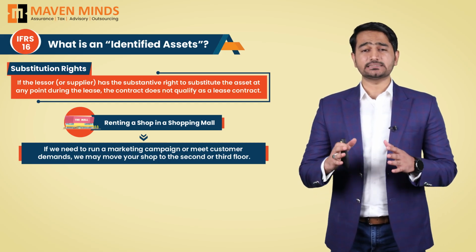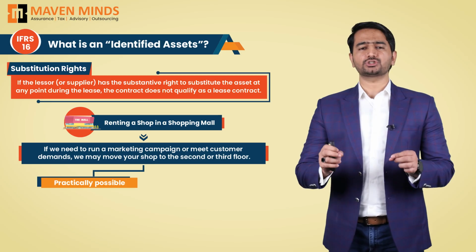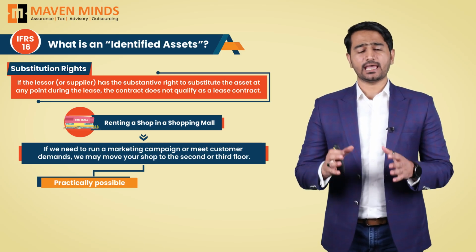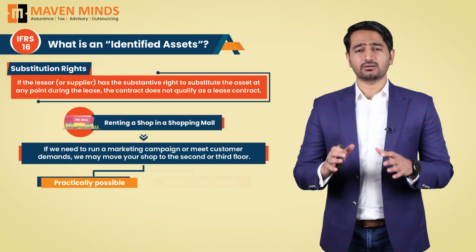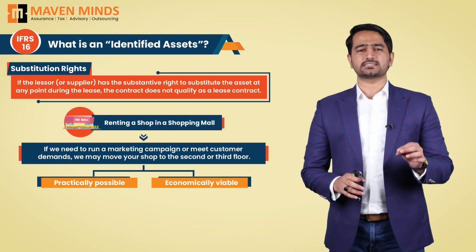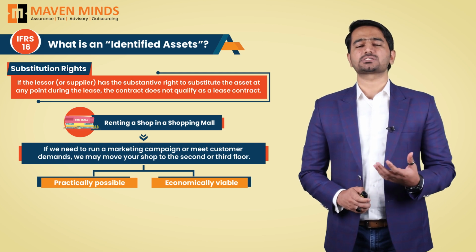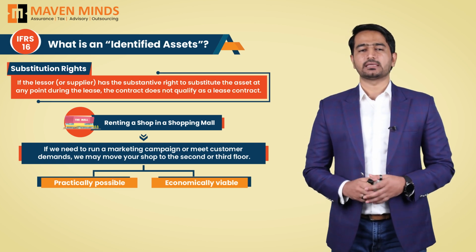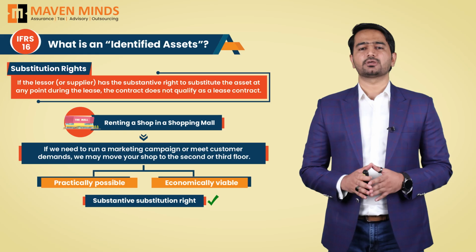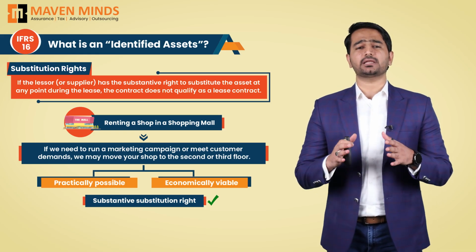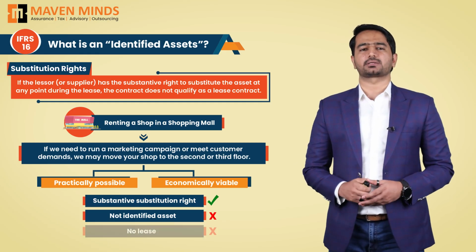Now, does the lessor, the owner of the mall, have the practical ability to move your shop? Yes, they can physically move your shop to a different floor whenever needed. Is it economically viable for the lessor to exercise this right? Yes, because moving a shop within the same mall does not incur any significant cost. In this case, the lessor has the substantial substitution right, which means the shop is not an identified asset and this contract would not be considered as a lease contract.